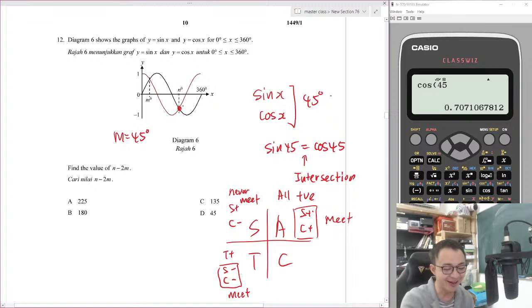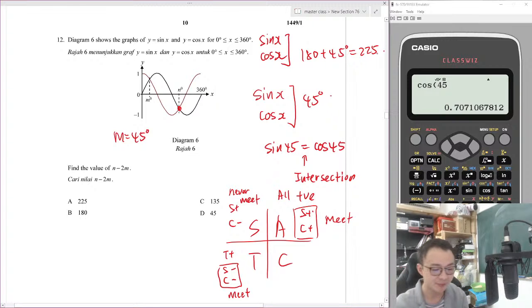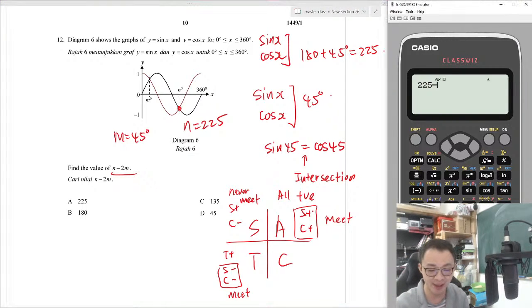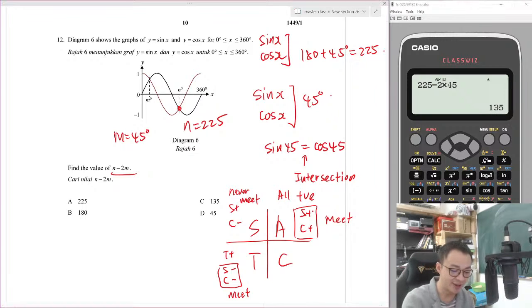So what is this angle? This angle will always be 180 plus 45. This one you kind of memorize it or copy it down in your book. Which is 225. So n is 225. They want n minus 2m, right? 225 minus double of 45. You get 135. The answer will be C.